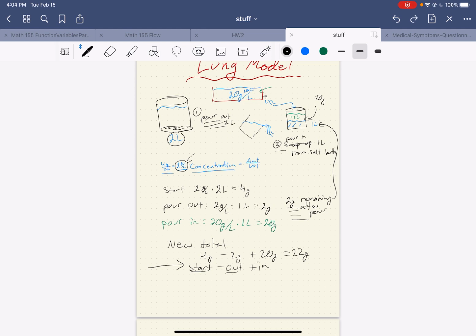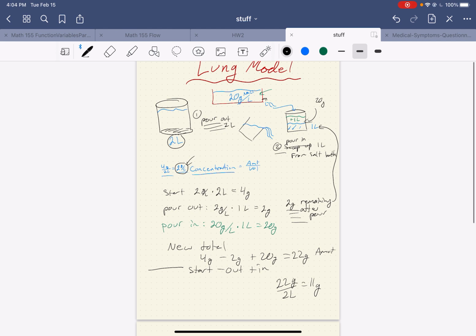Okay. But I have not yet gotten to the final concentration. What I have is the final amount. Okay. Now the concentration is just the amount divided by the volume. So my final concentration is 11 grams per liter after doing this process. Okay, so if that makes sense, then, well, the lung model should make sense.